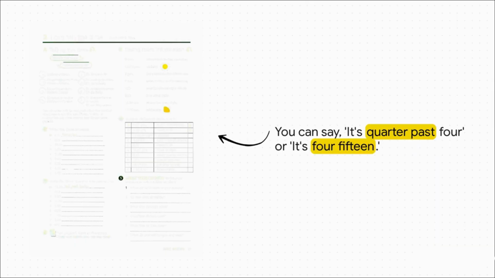Now, what happens when it's 15 minutes after the hour? Well, you've got a couple of choices here. You can say it's quarter past 4, or you can just say the numbers, which is often easier. It's 4:15. Both are totally fine, so just pick whichever one feels best for you. Just saying the numbers is really common, especially in American English.